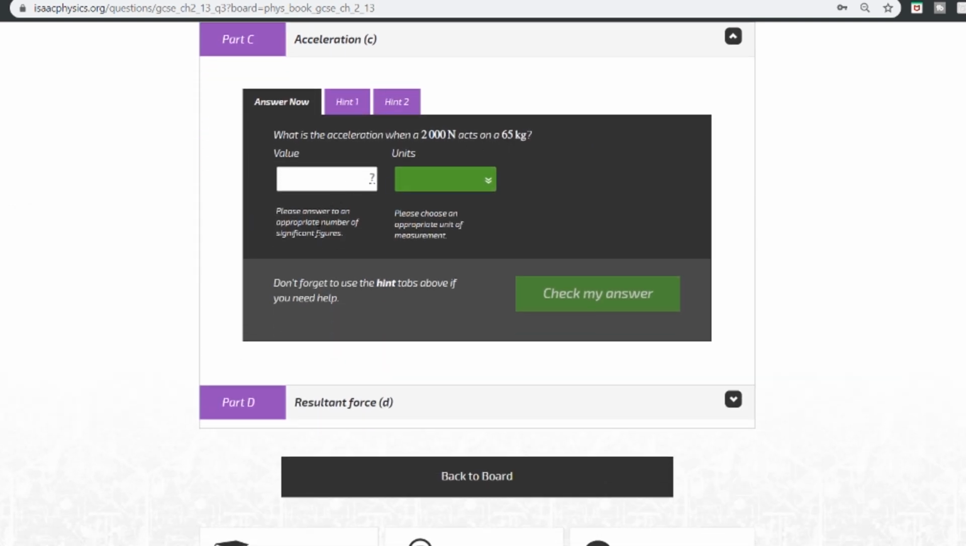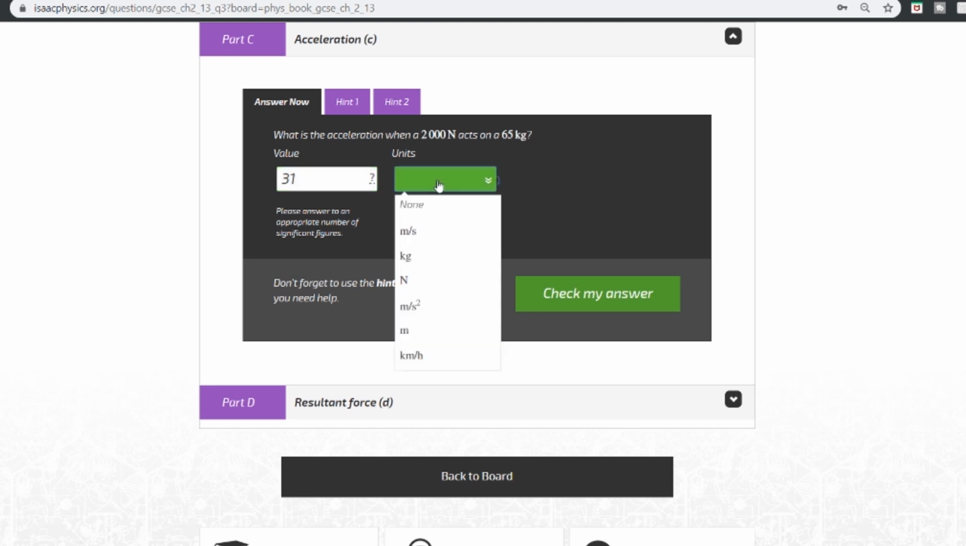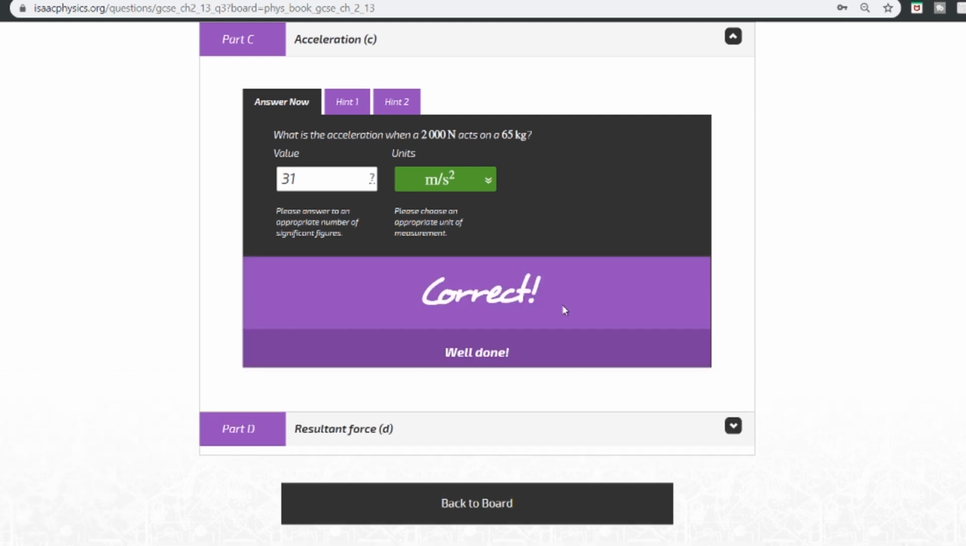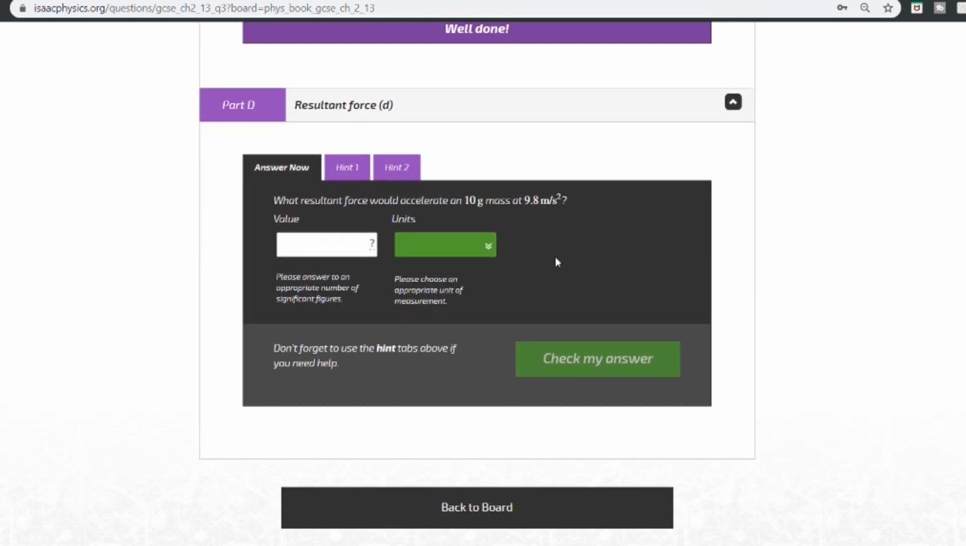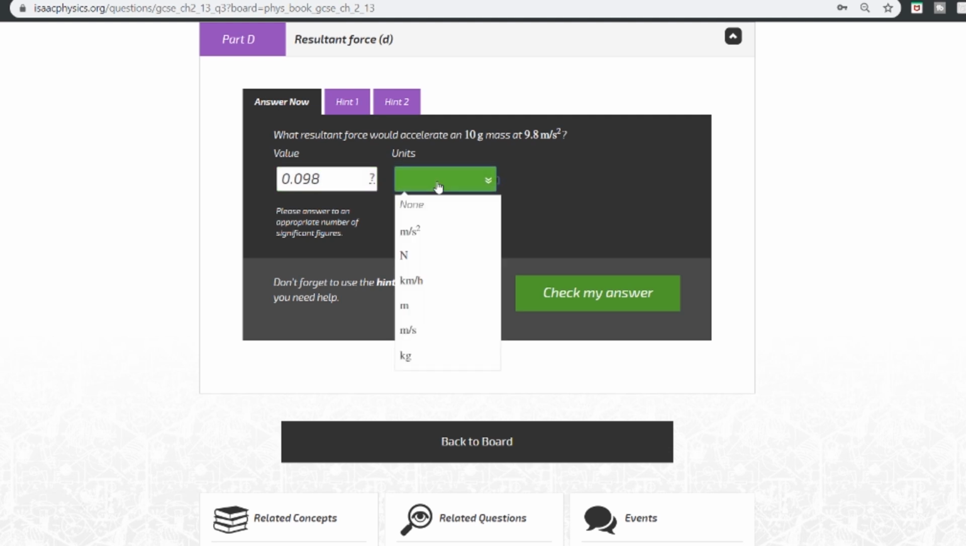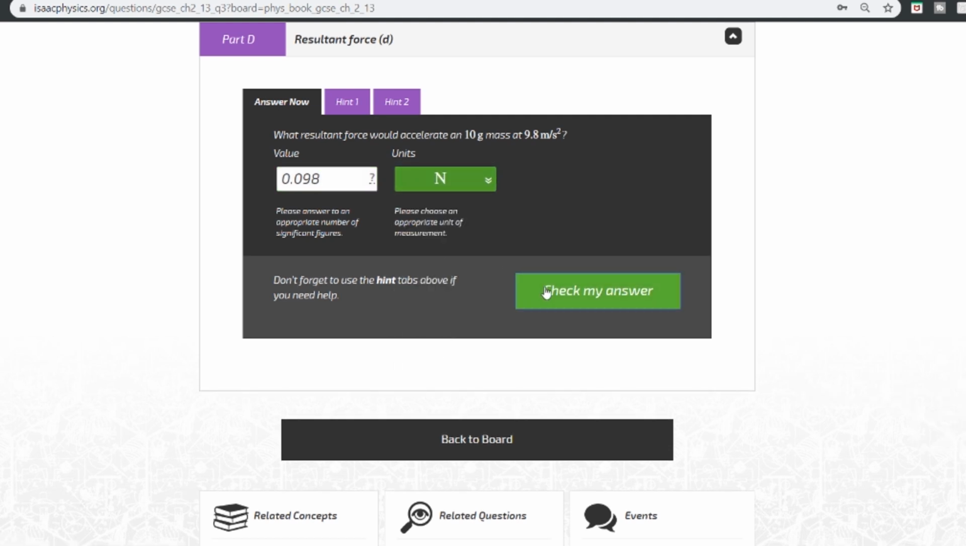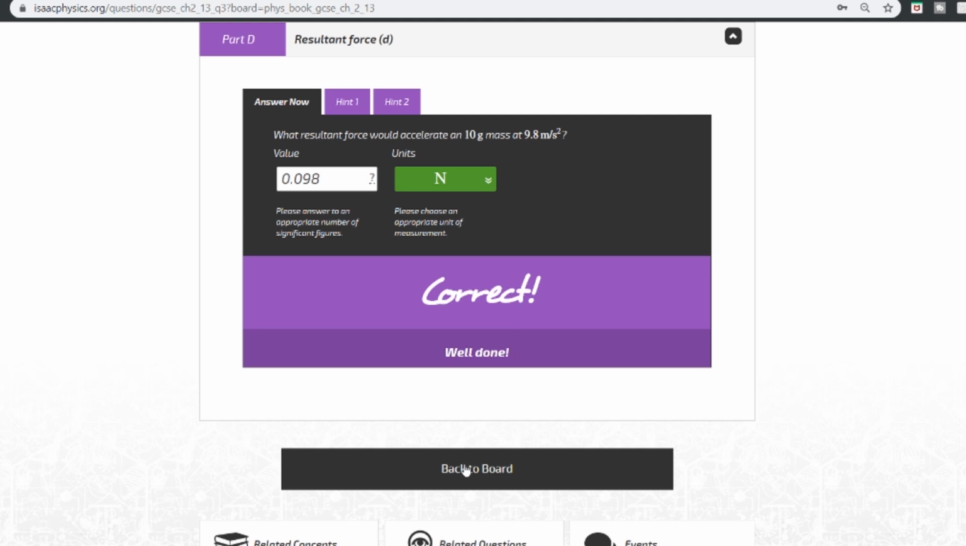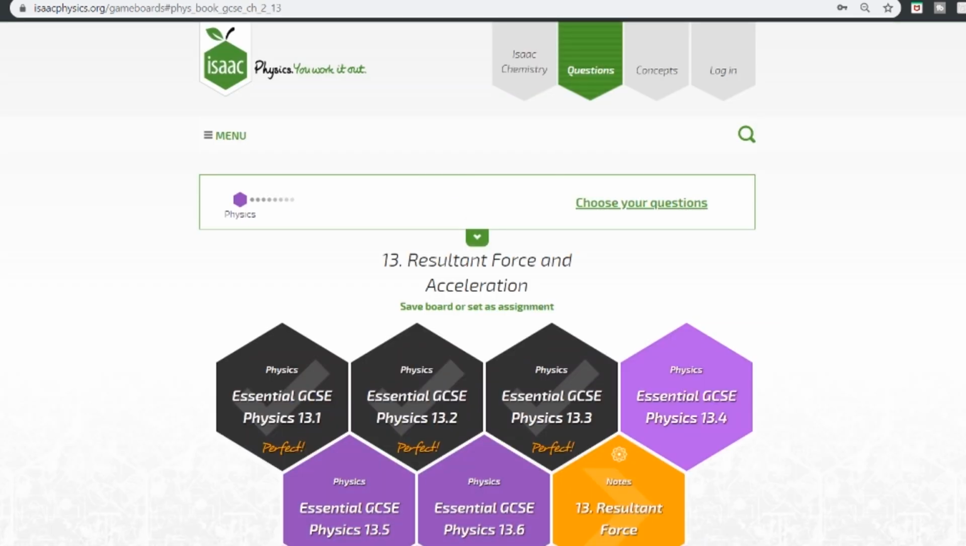The acceleration here, two significant figures here, so two significant figures should be appropriate. I worked it out as 30.77, so that's 31 to two significant figures. It's an acceleration, so it's meters per second squared, and that's good. And then finally the resultant force, we had a 10 gram mass, and this was a value of 0.098. That's still to two significant figures here, the 9, 8 are significant. The units are newtons, and that's correct. So back to the board.